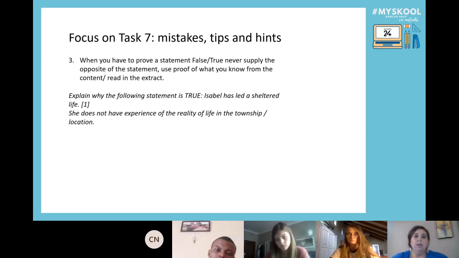For example, say why it's true Isabel has led a sheltered life. She does not have experience of the reality of life in the township or location. In that way, she has been sheltered. Okay, Laila, will you say to me, why is it false if I say, for example, Isabel's father is a lawyer?